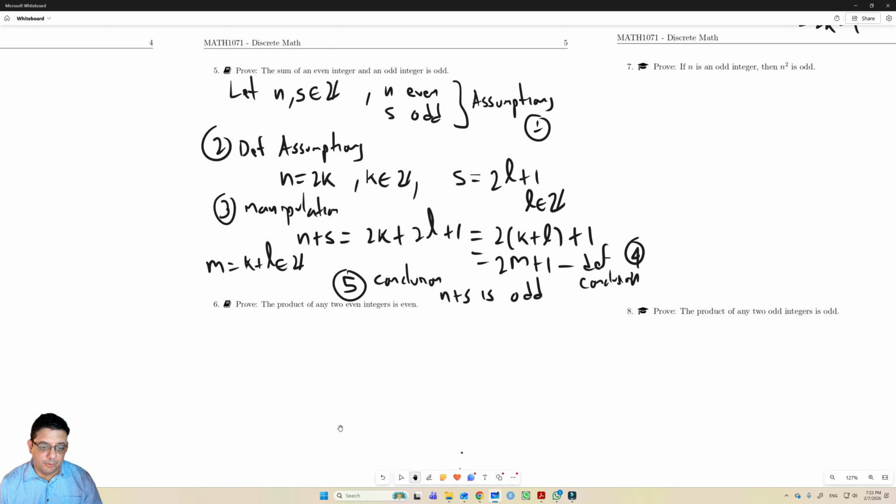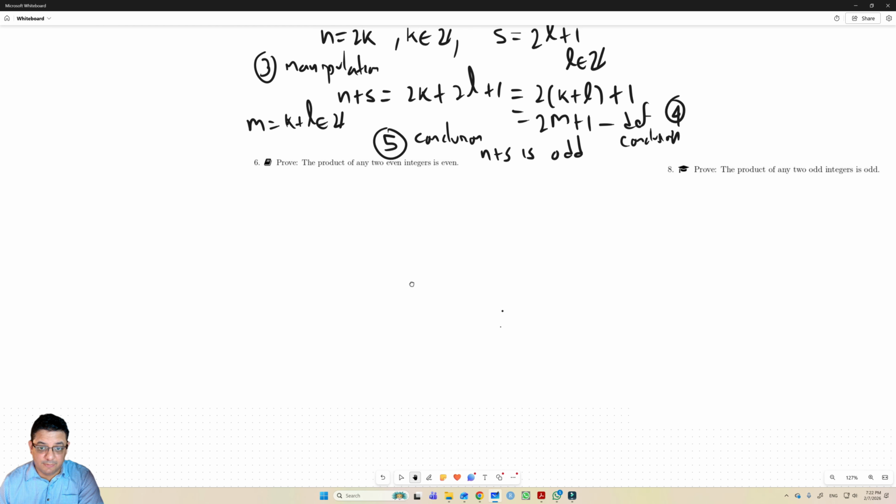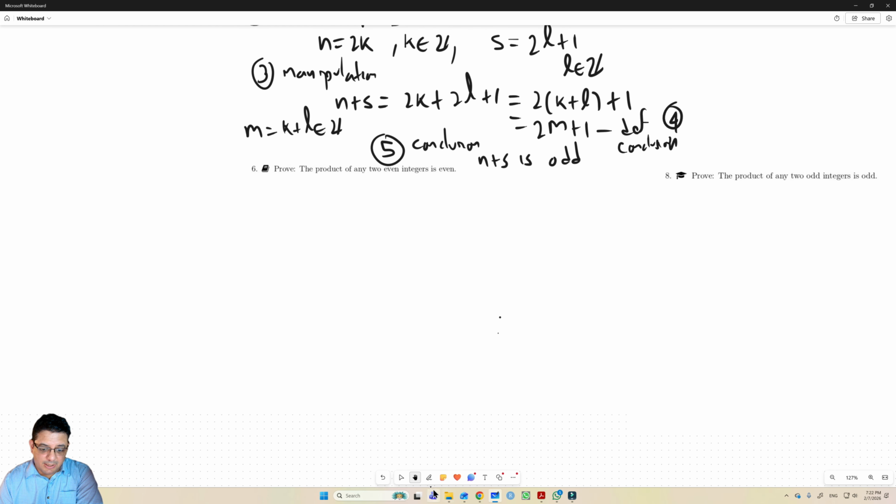All right, let's move to number 6. Number 6 is the product of two even integers is even. The proof here goes in the same way. So let n and s be two integers, and let's say that n and s are even. And so this is step number 1, assumptions. I'm just going to use the same notation for now, so I don't have to write everything again.